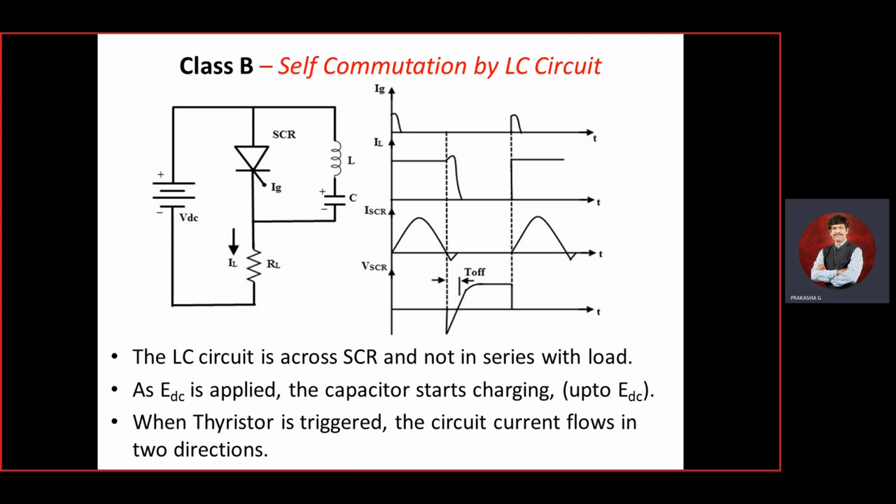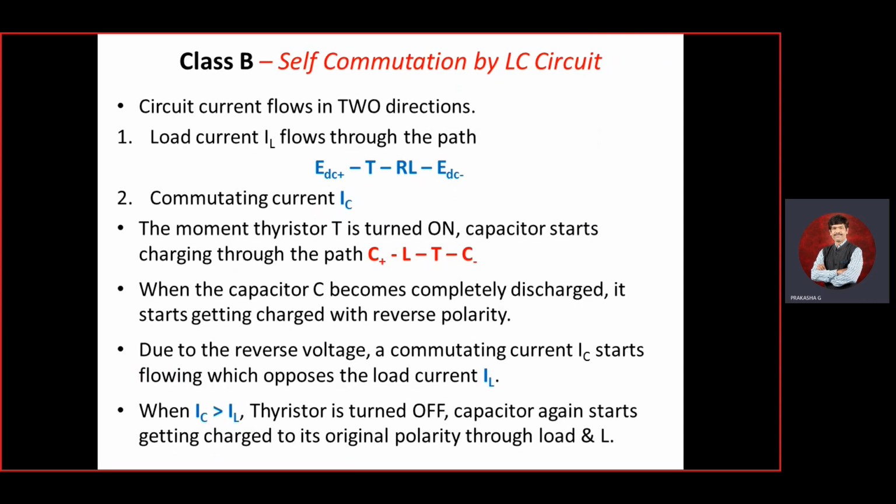So the current is flowing in two different directions. That is what is mentioned: the circuit current flows in two directions. This is the first current, and this is the second current flowing. One will be clockwise and the other anti-clockwise, as per the image.